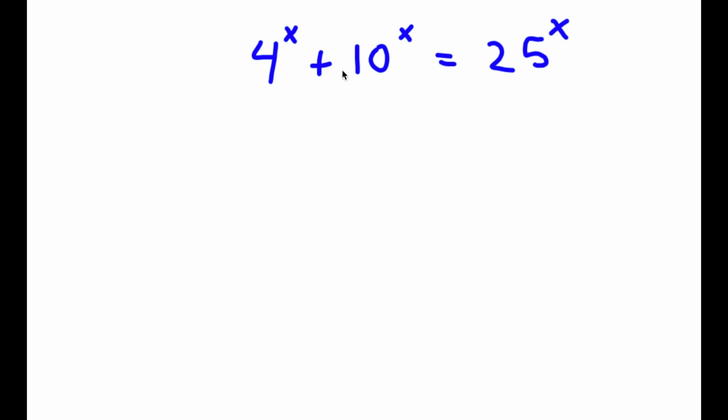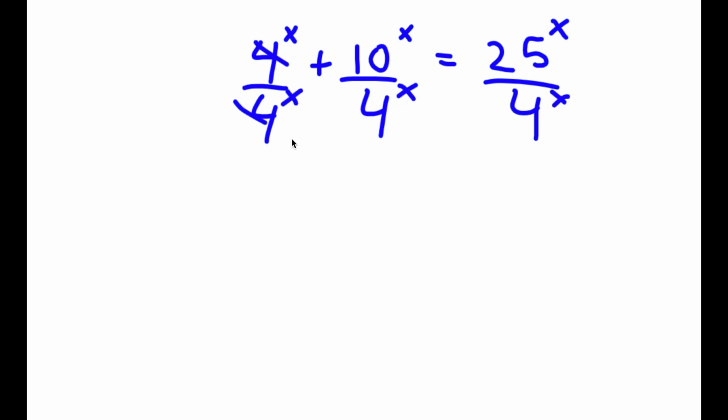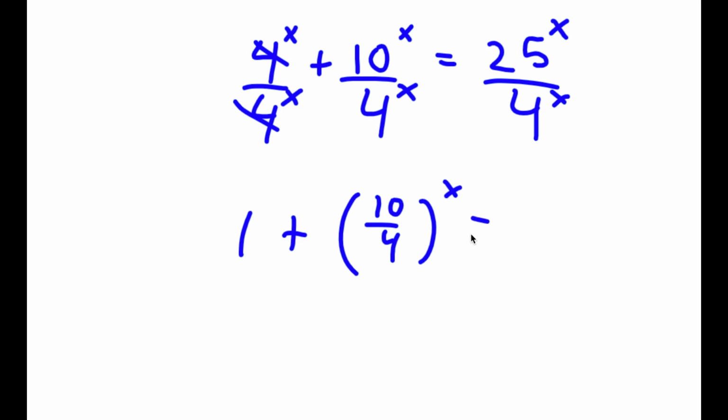Alright, so in this problem, I have 4 to the power of x plus 10 to the power of x is equal to 25 to the power of x. So I'm going to first start by dividing all my terms here by 4 to the power of x. So now the 4 to the power of x cancels out, so I have 1 plus 10 over 4 to the power of x is equal to 25 over 4 to the power of x.